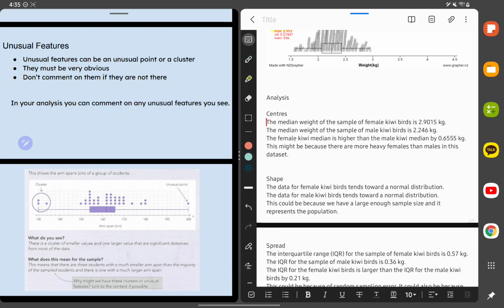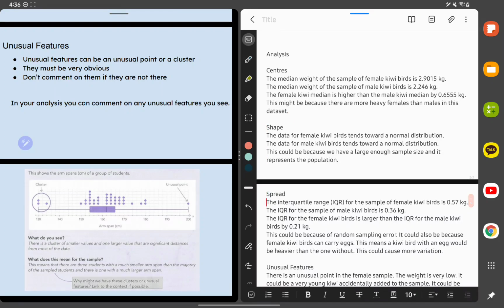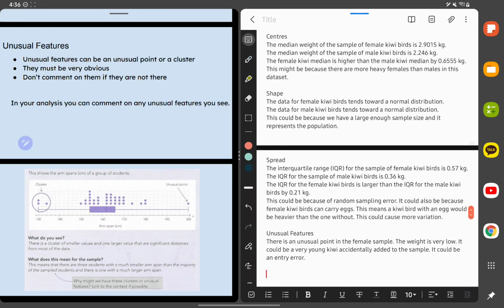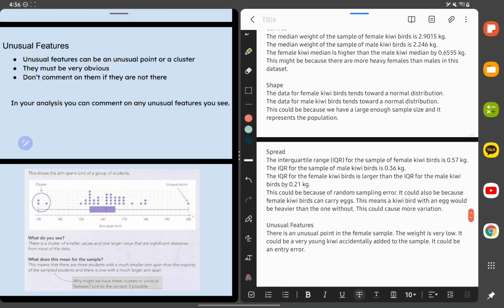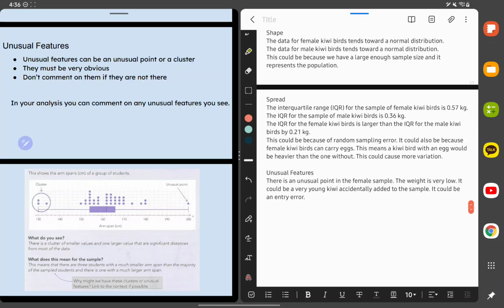Yeah, and there we go. That would give me centers, shape, spread, unusual features, and done. Right, that's all inside analysis. Now we only have one more part to do, and that'll be the next video. So hopefully that'll be shorter than this one. This is the longest one. Analysis is definitely the longest part of this assessment. All right, otherwise, take care, everybody.